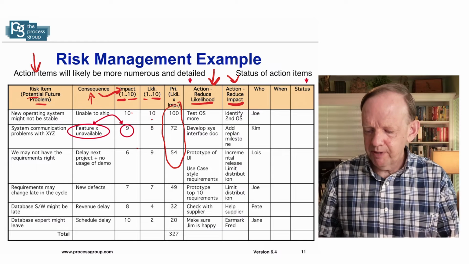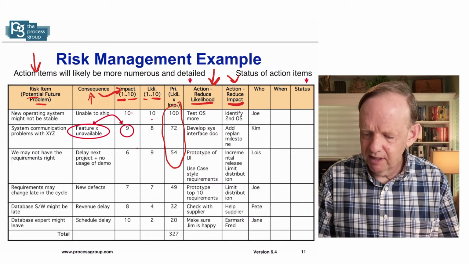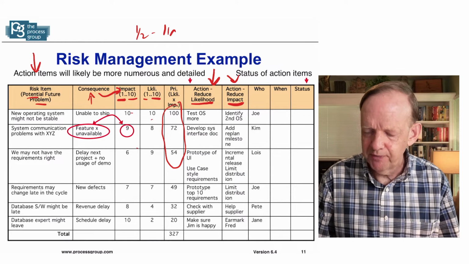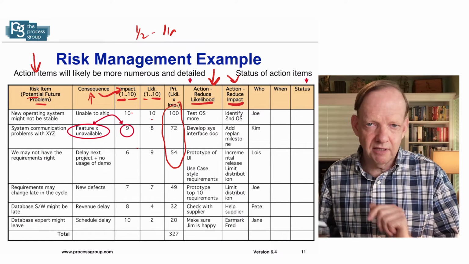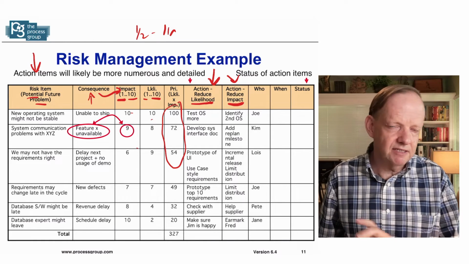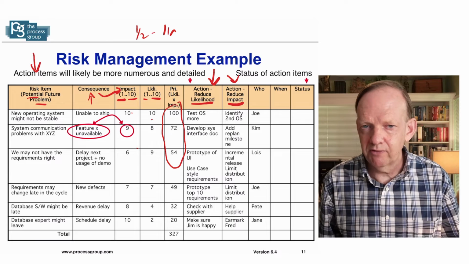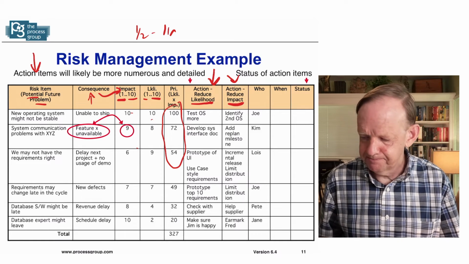So this whole table would take between half an hour and 1 hour to do with your team discussing things, and from that data you would then know what to focus on to mitigate risk next.